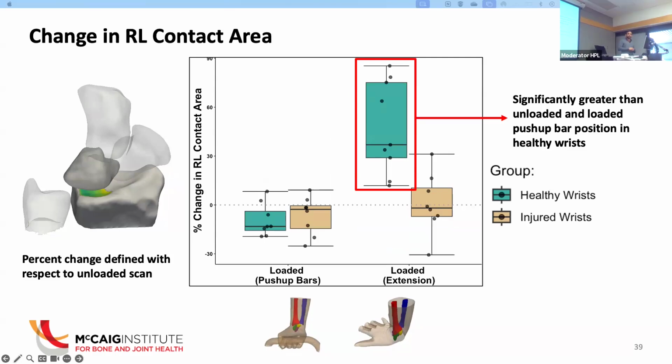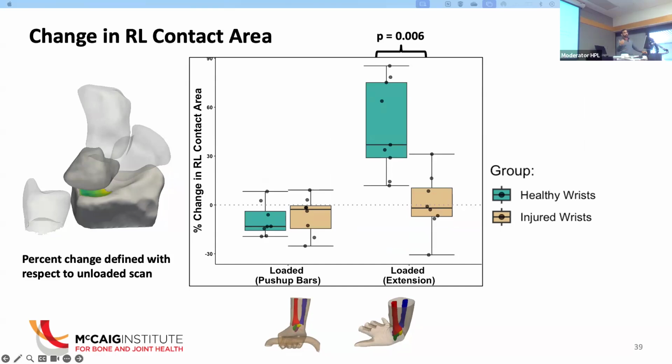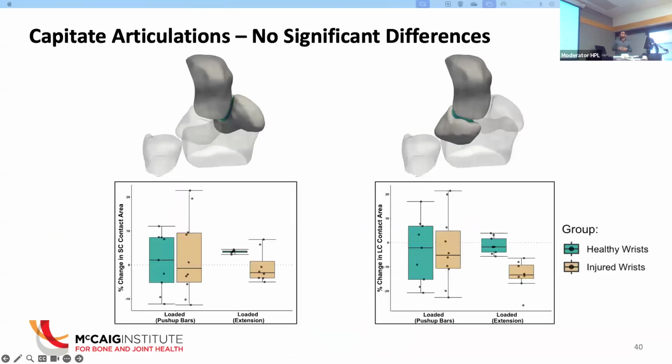That's opposite what we saw in the radioscaphoid contact area. And then once again, we saw differences between the healthy and injured individuals. And then just a quick look at the capitate articulations here. We didn't see any significant differences here.